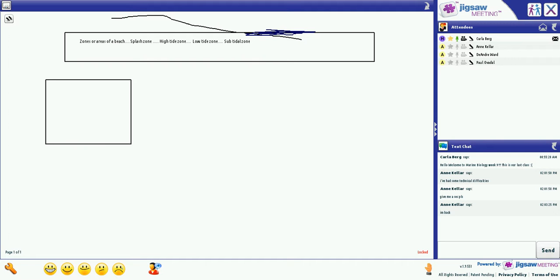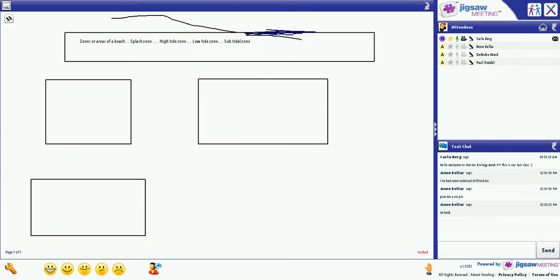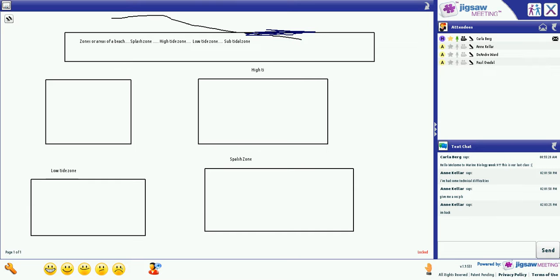So what I want to know are some animals that you guys think may live in some of these different zones. So we have the splash zone at the bottom. We have our low tide zone. We have our high tide zone. And we have our subtidal zone. Now I'm going to go ahead and get us started with an example of each. So in our splash zone, we are going to have some grasses. In our high tide zone, we may have some snails. In our low tide zone, we may have some crabs. And in our subtidal zone, we may have pufferfish.